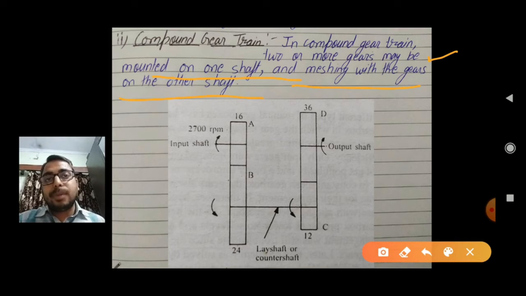So if we talk about the compound gear train, in this, one or more, or more than two, gears are attached on a single shaft, because two or more gears are attached on one shaft, and they are meshed with another gear which is attached on another shaft. That means, if two or more gears are on one shaft and again two or more gears are on the second shaft, then this form of arrangement is called a compound gear train.